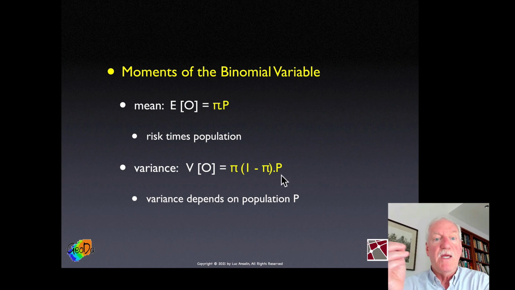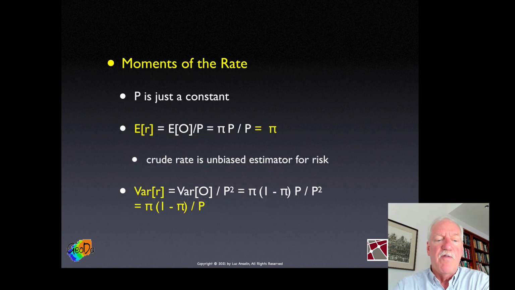But this is the mean and the variance of the number of events. That's not the mean and the variance of the rate, because the rate is actually a ratio of the number of events over the population. The number of events is a random variable. The population is a constant, is fixed. So we call on basic math stat operations to get the expected value of the rate, which is the mean of the numerator divided by p, because the rate is O over p.